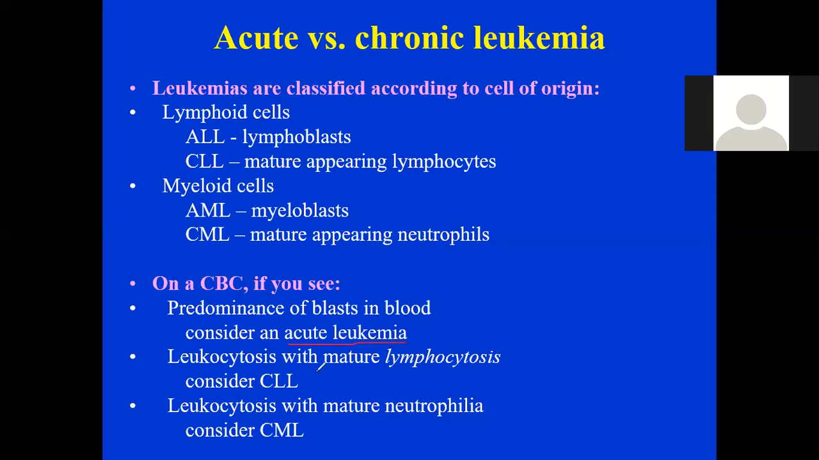But leukocytosis with mature lymphocytes, consider CLL. If you have more mature lymphocytes on CBC, you will consider chronic lymphoid leukemia. Leukocytosis is an increase in white blood cells. If you have leukocytosis with mature neutrophilia, especially neutrophils, you consider chronic myeloid leukemia, because you know the cell lineage, what cells come from the lymphoid cell lineage and what cells come from the myeloid cell lineage. Am I clear on this?